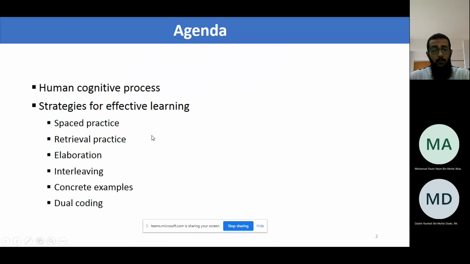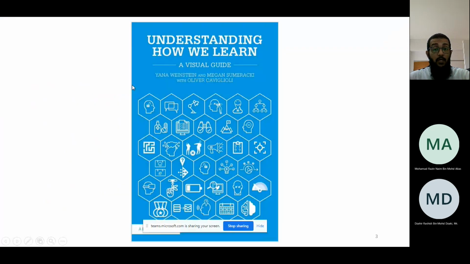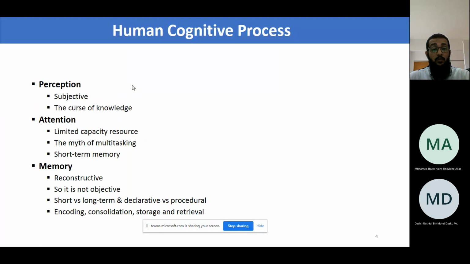But first, I will talk a little bit about the first point here, the cognitive process of humans. Again, this is the book, which is the main resource for this talk. If we look at the human cognitive process, we can talk about three aspects.